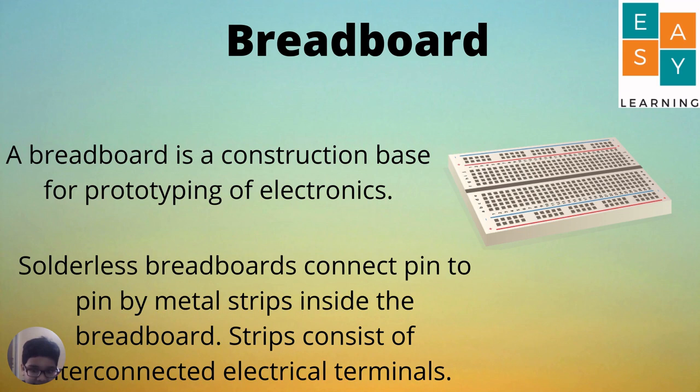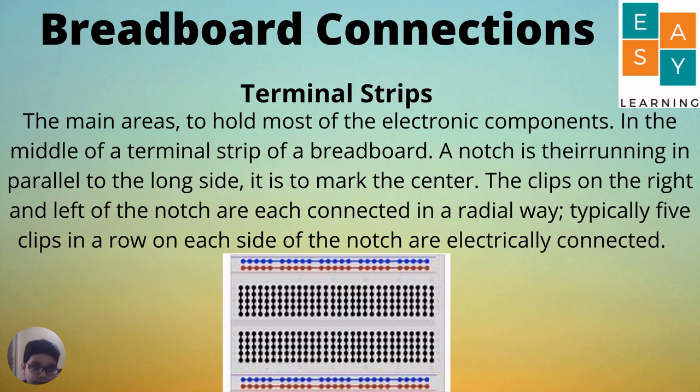Now let's understand the connections. There are two types of connections on a breadboard: terminal strips and bus strips. Let's start with terminal strips. It's the main layer that holds most of the electrical components. In the middle of the terminal strip, there is a notch running parallel to the long side. It is to mark the center. The clips on the right and left of the notch are connected in a radial manner. Typically, 5 clips in a row on each side of the notch are electrically connected.